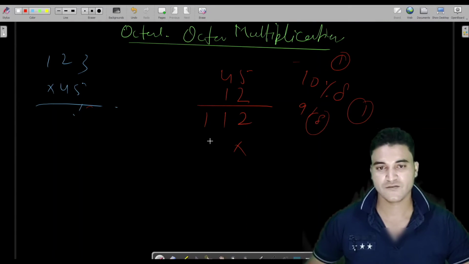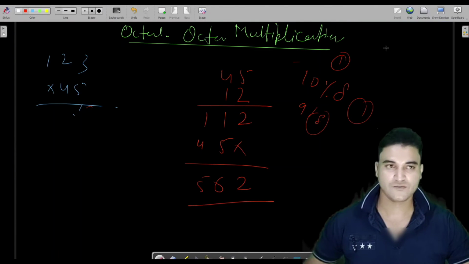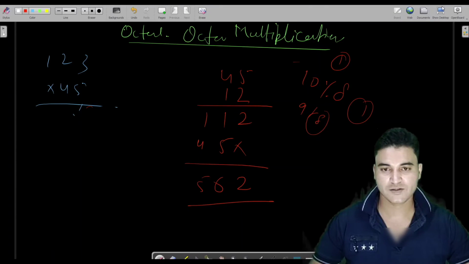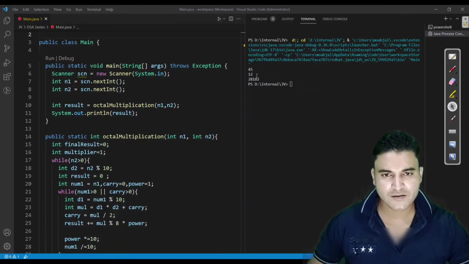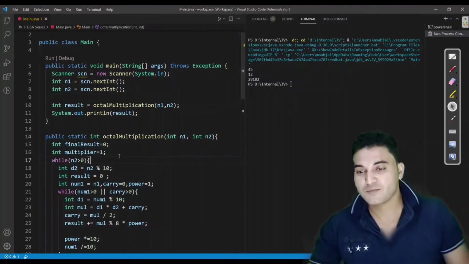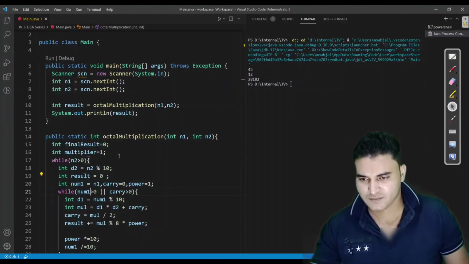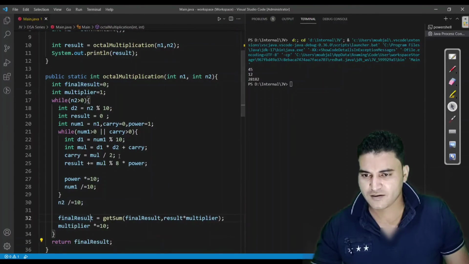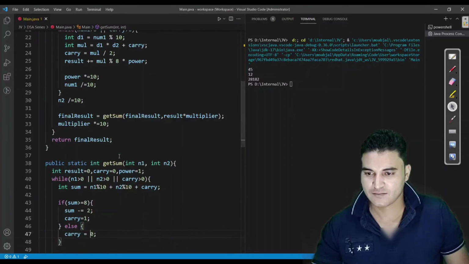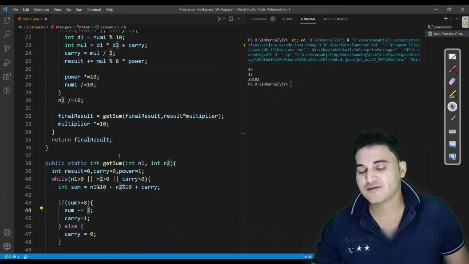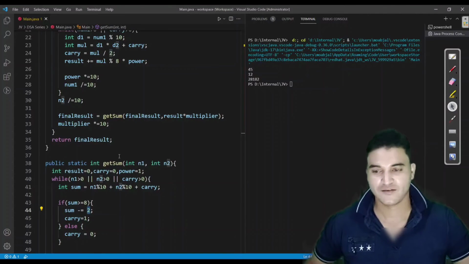Let us see. 1 into 5, 5. 1 into 4, 4. Fine. 2, 6, 5. So we should get 2, 6, 5, 6, 2, but we are not getting that, which means we have made a mistake somewhere. Let us see. So we are taking remainder. Okay, we are dividing this, sorry, we are subtracting 2 here. We are not subtracting 8.